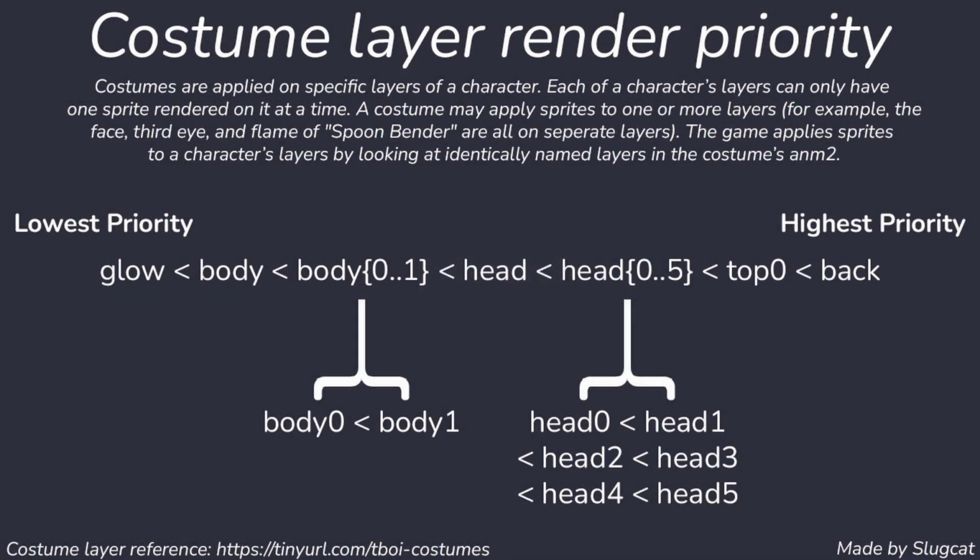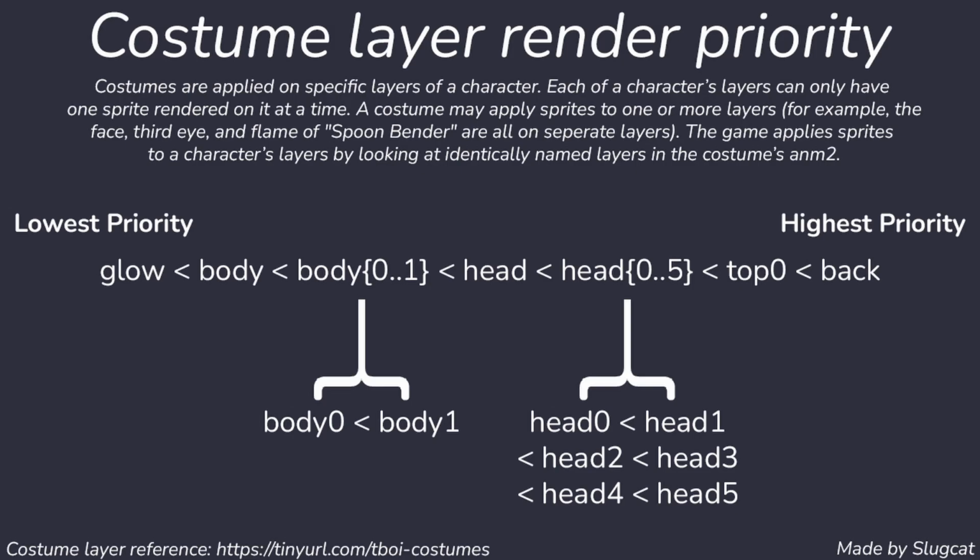On screen, I'm showing an ordered list of layers, from lowest priority to highest priority. High priority layers will appear above lower priority layers. Glow is the lowest priority, while back is the highest.